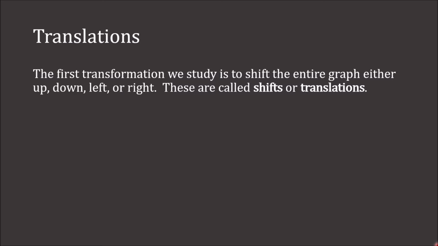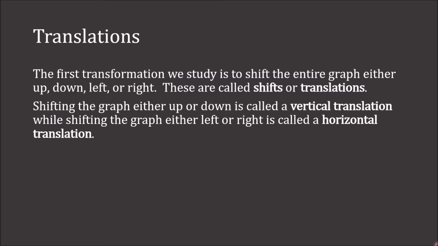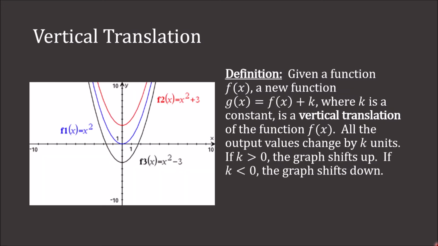These are called shifts or translations. Shifting the graph either up or down is called a vertical translation, while shifting the graph either left or right is called a horizontal translation. So given a function f of x, a new function g of x equals f of x plus k, where k is a constant, is a vertical translation of the function f of x. All of the output values are changing by k units.